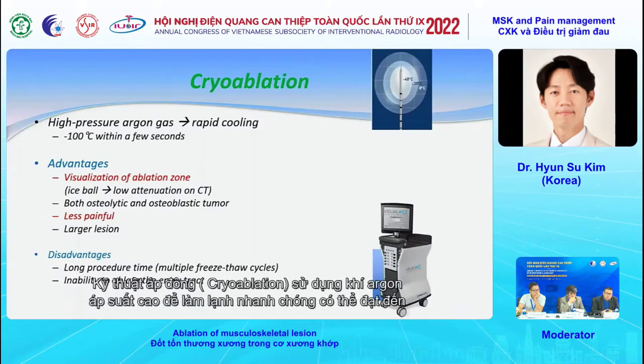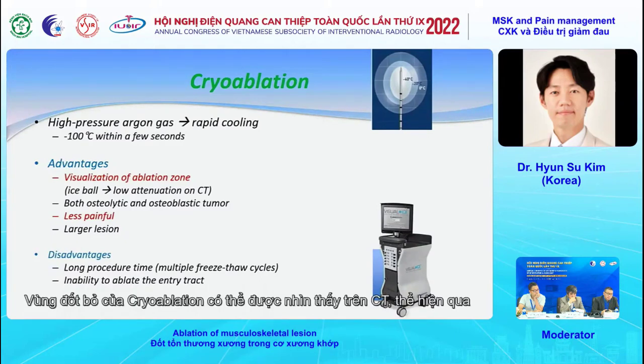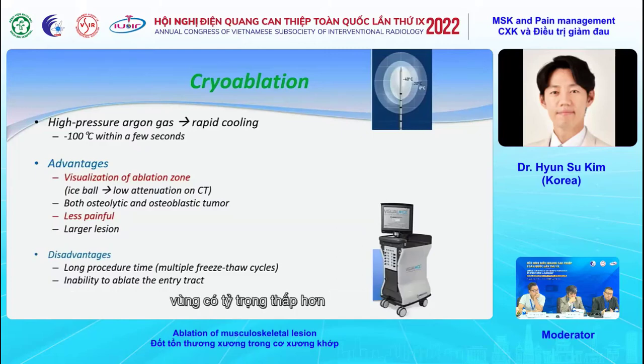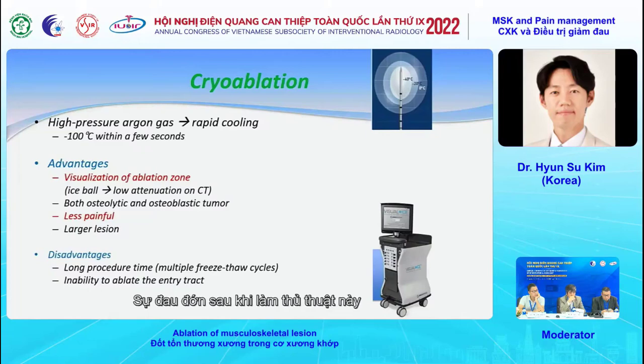Cryoablation utilizes high-pressure argon gas for rapid cooling, which can reach -100 degrees Celsius within a few seconds. There are some advantages of this procedure over RFA. The ablation zone of cryoablation can be visualized on CT, where it appears as a low attenuated area. Also, cryoablation is reported to be effective for both osteolytic and osteoblastic tumors. Pain after the procedure is reported to be less compared with that of RFA.